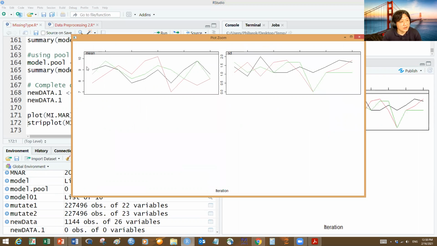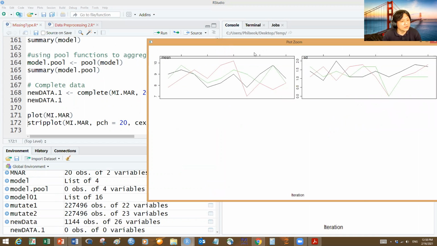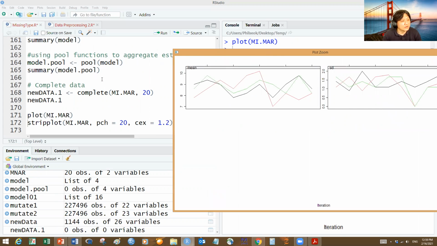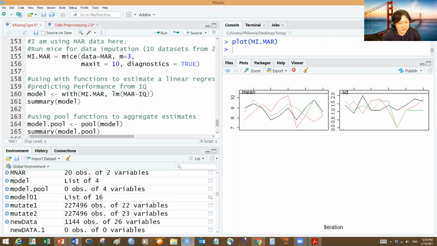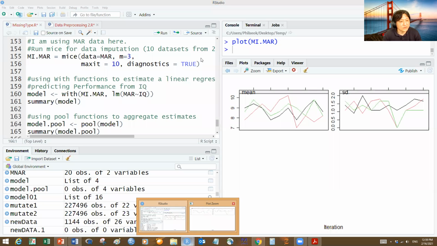So I just created 3 different sets of data, complete data sets, right? So we have 3 different lines, and the x-axis is the number of iterations. Okay, so 1, 2, 3, 4, 5. So how many did I run? Did I run 20? 10, yeah, 10. So this is 10.